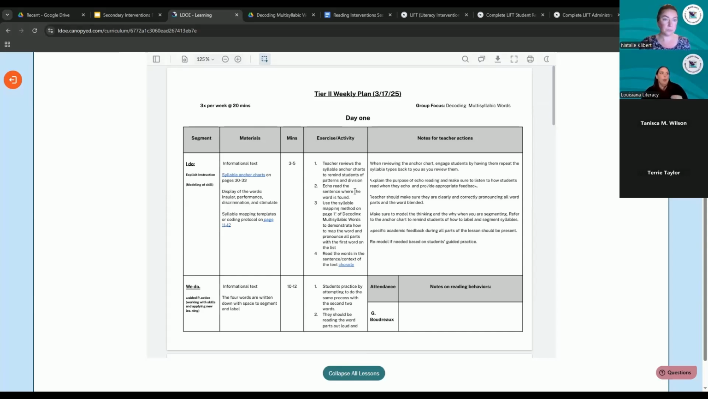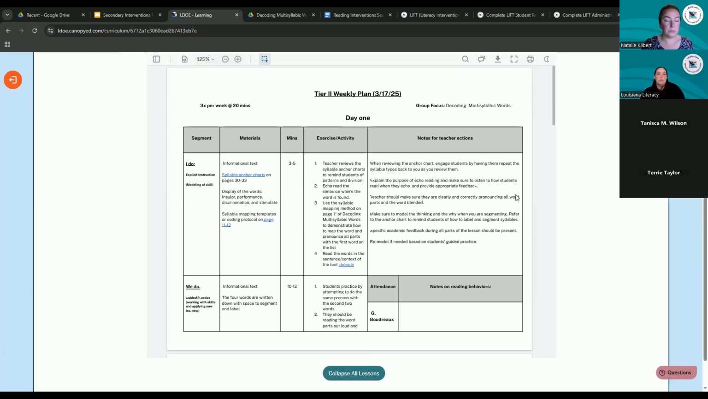And then I want them to echo read the sentences where the word is found in the text. So I'd have those already pre-marked. I would read the sentence that the word is in out loud, and then I'd have them read that sentence back to me. That way they're hearing how it's said correctly, and then they're repeating it. You should be listening to make sure that they're repeating it back to you correctly and giving them any feedback that is necessary for correcting them.